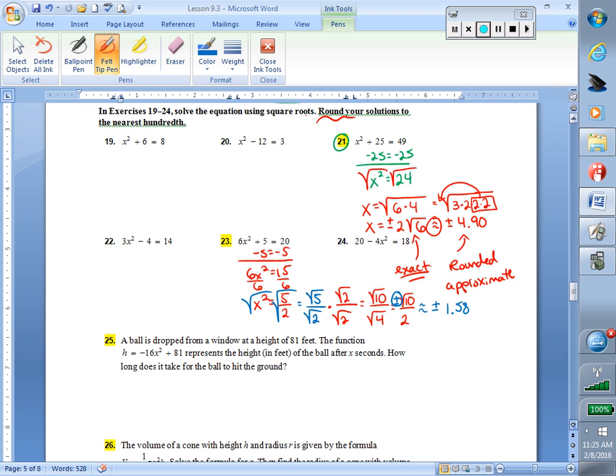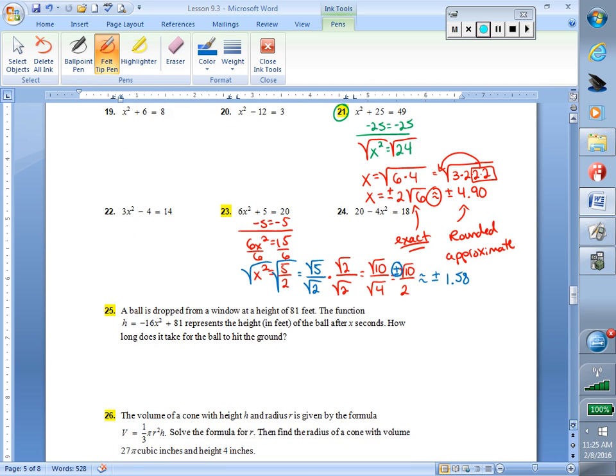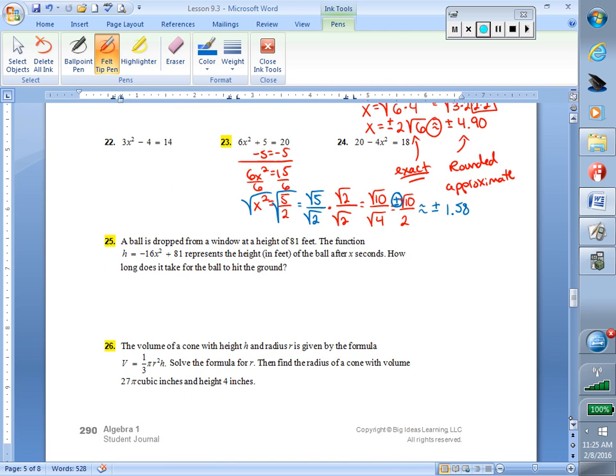Now I know there's a couple application questions on here. I just want to touch on those real quick. Number 25, a ball being dropped, that's something we saw a bunch in chapter 7 and chapter 8, and now here it is again in chapter 9. We've attacked it many different ways. We've factored and solved, we've graphed and solved. But now it's asking us, how long does it take for the ball to hit the ground? So if I hit the ground, that means I have a height of 0.